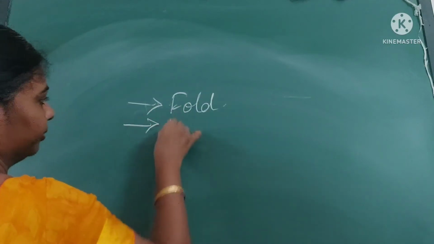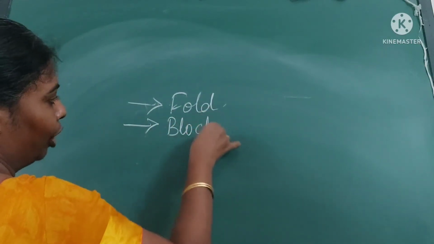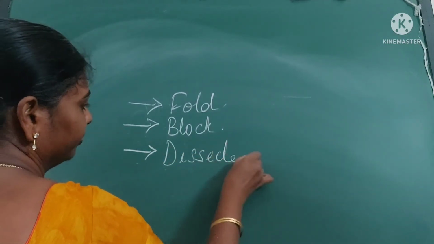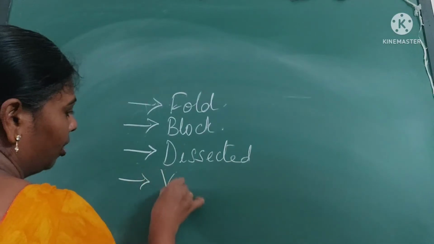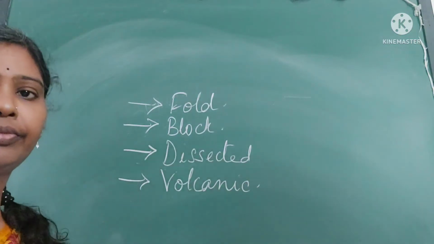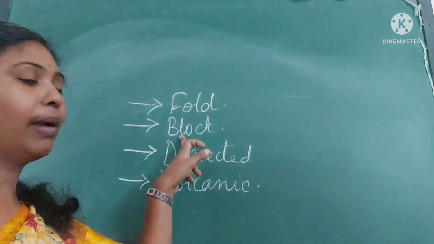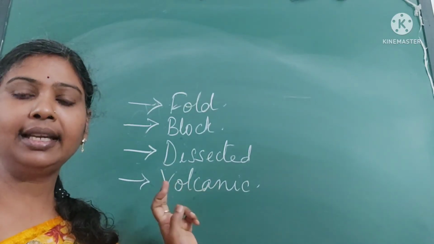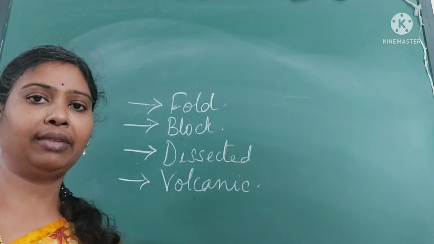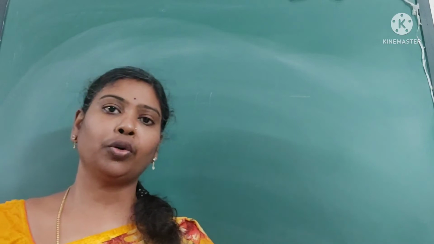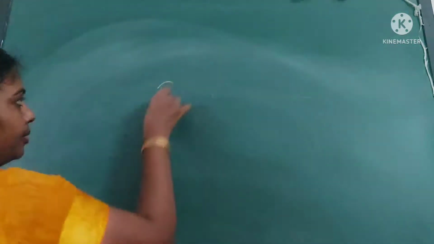Fold mountains, block mountains, dissected mountains, and volcanic mountains. Let's see in detail about every mountain. The first one we are going to see is fold mountains.